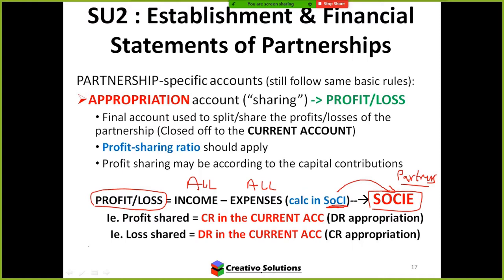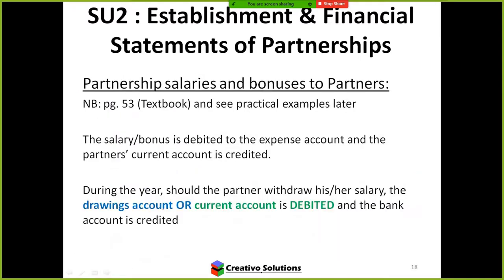I'm just going to show a profit and loss here quickly. Let's test your basics. In a profit and loss, let's assume I have income of 50 and expenses of 10. Which side are you going to balance the account off on?